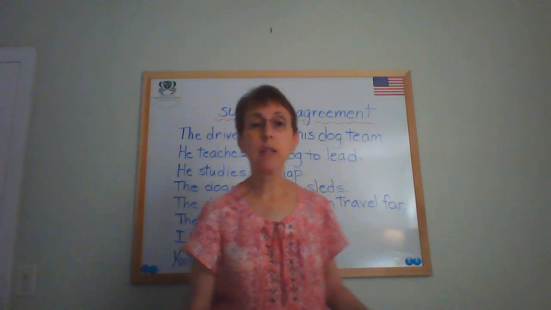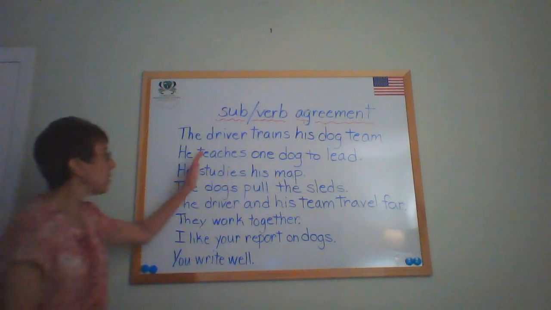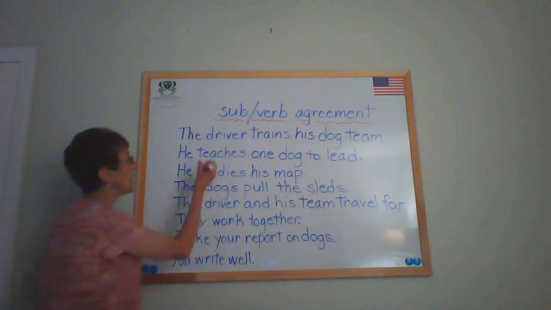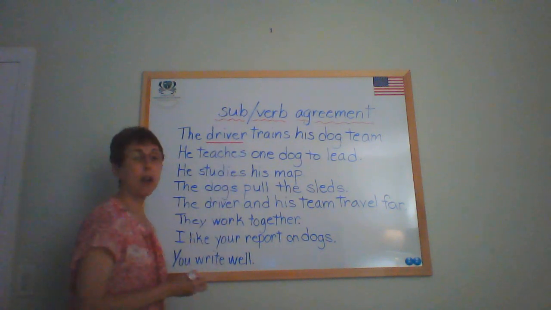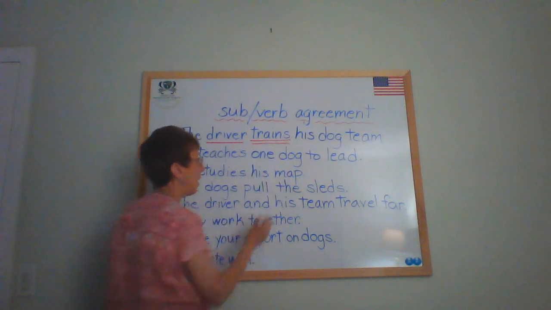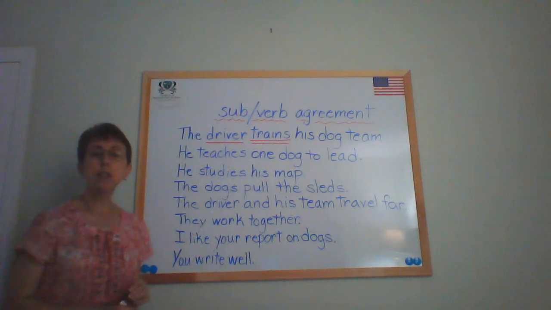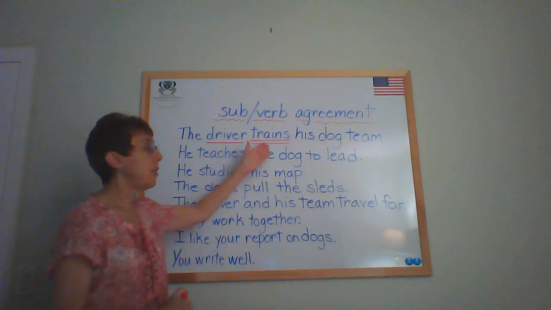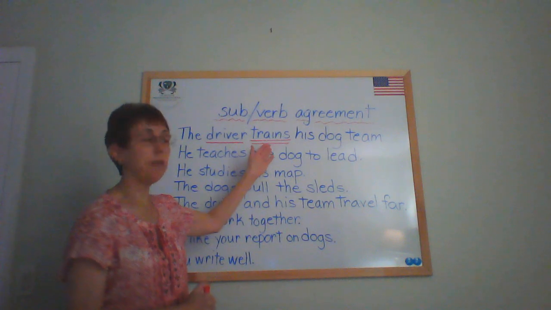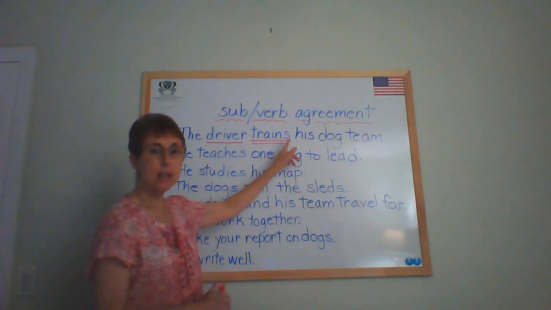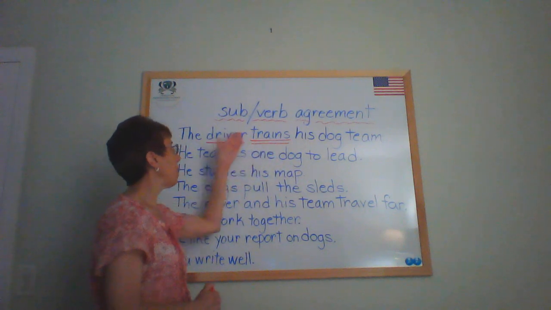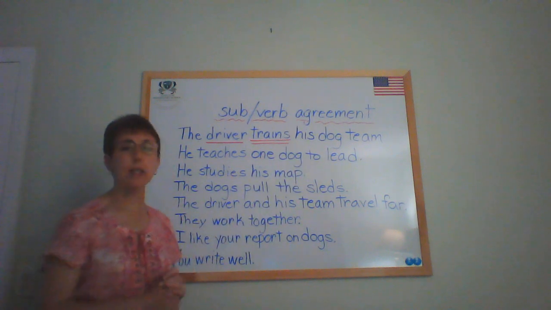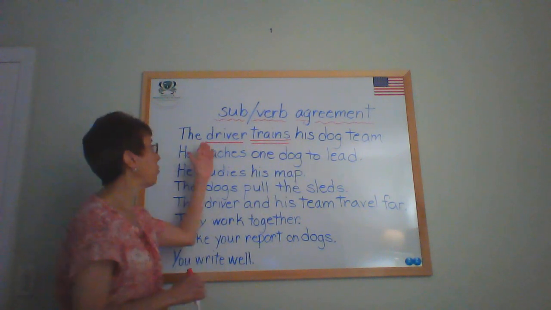Okay, let's take a look at some examples on the board. So here we have, the driver trains his dog team. So the subject of the sentence is driver, and what does the driver do? He trains his dog team. Driver trains. This is subject-verb agreement. The subject of the sentence, driver, is singular, therefore we need to use what we call a singular verb. Now, even though this ends with an S, this is considered singular because it agrees with the singular verb. The driver trains his dog team. We wouldn't say the driver trained his dog team. We say the driver trains.